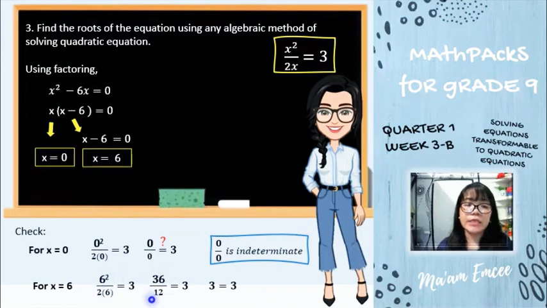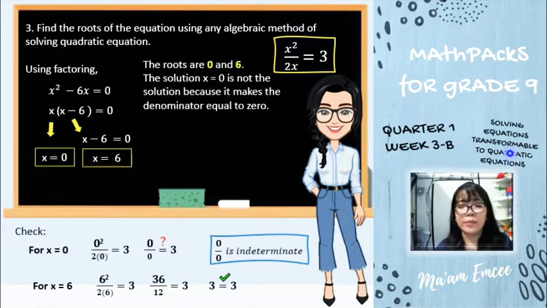2 times 6 is equal to 12. So is 36 over 12 equal to 3? So what is 36 over 12? 36 over 12 is 3. So 3 is equal to 3. So the left side of the equation is equal to the right side of the equation. Therefore, x is equal to 6 is a solution of this equation, x squared over 2x equals 3.